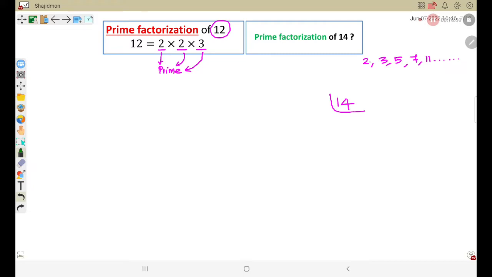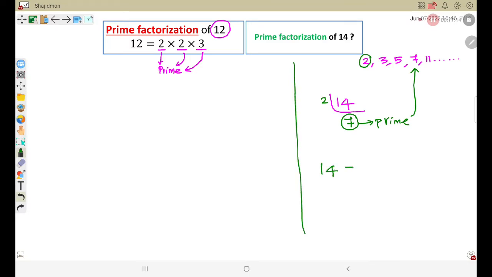So first think, can we divide 14 by 2? Yes, correct? So we divide. 14 divided by 2 means 7. Now think about this number 7. 7 is already a prime number. If you get a prime number, you can stop there. Then you can write the answer.